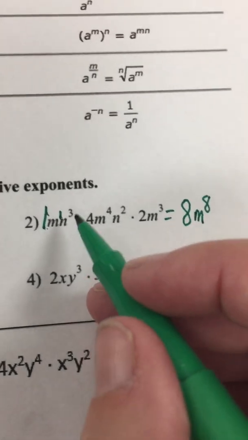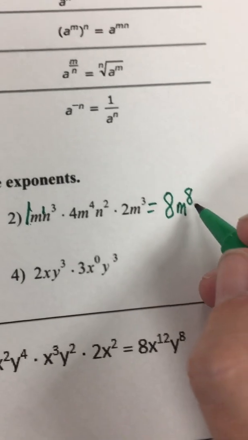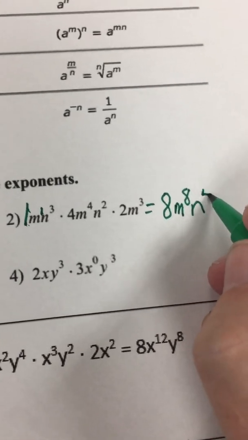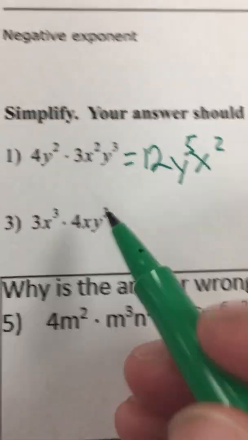Now the n's, I have 3 n's here and 2 n's here. So 2 plus 3 is n to the 5th. So altogether, I'm multiplying 5 n's together. So 8m to the 8th, n to the 5th. There we go. Number 3, multiplication problem.